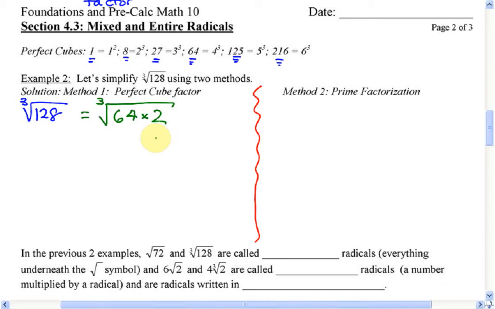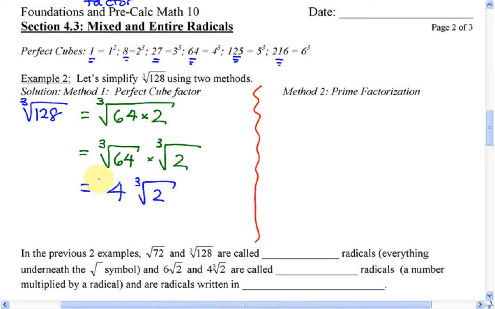And remember, this is the perfect cube, so you want this little cube root. And the same idea exists where I can split this up into the cube root of 64 times the cube root of 2. And ladies and gentlemen, what's the cube root of 64? 4. Yeah. So your answer here is just 4. And then I write down the cube root of 2. So 4 times the cube root of 2. This is the simplified form.